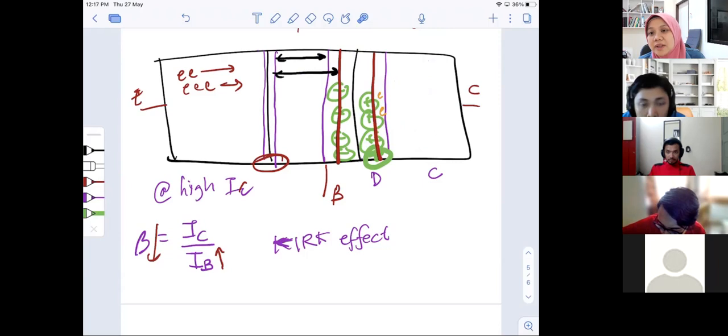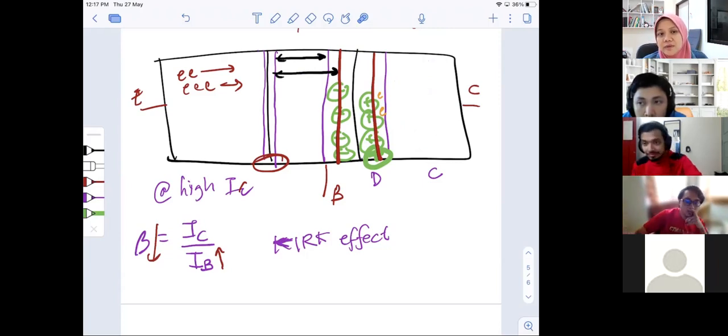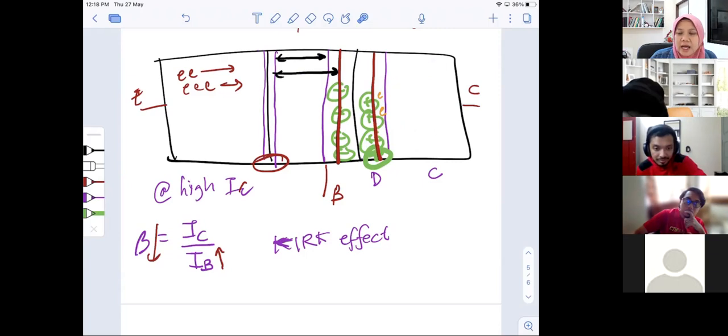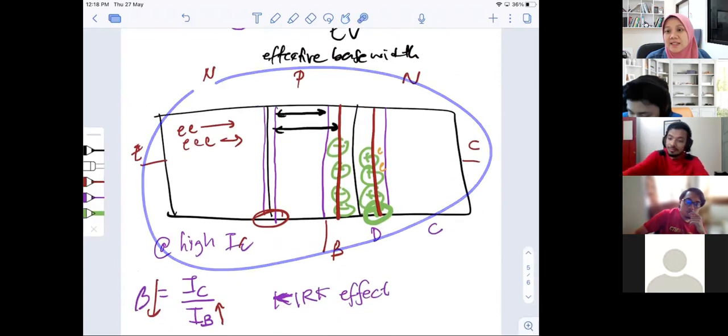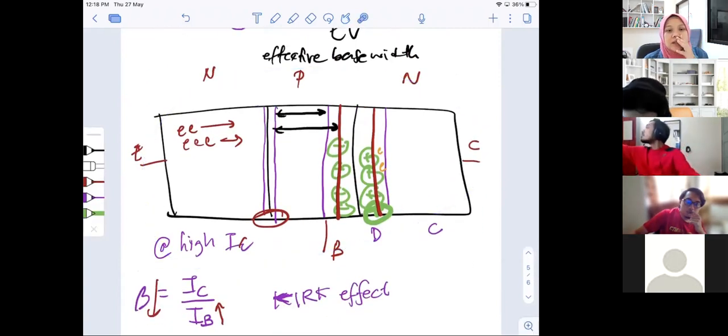I put the slide there like that because that is what is written in the textbook. So if it's confusing, if you don't trust me, go and read many textbooks. That's how they explain it. But to be honest, I couldn't understand why they say that. That's why I tried to understand on my own, and this whole thing here sums up everything. So it nicely explains why in the end beta decreases with high collector current.